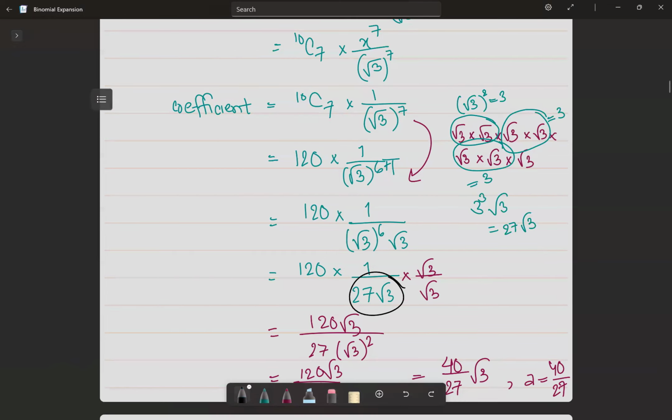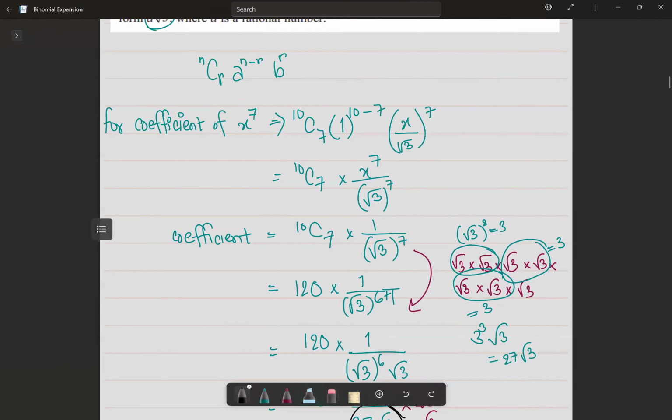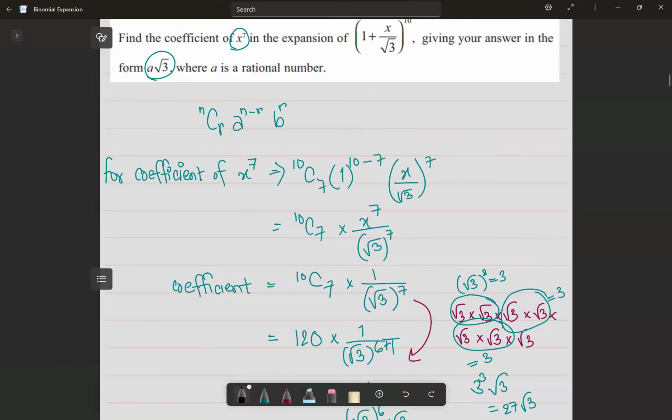So I hope it is clear. Let us review it one more time. We were asked to find the coefficient of x to the power 7. So what we did was we first figured out what is the term in x to the power 7. So we wrote the general formula first. We know this is the general formula for any term. So we wrote that down first. Then we need the coefficient of x to the power 7. So for coefficient of x to the power 7, we need the term in x to the power 7.